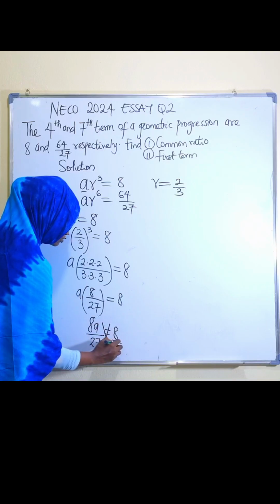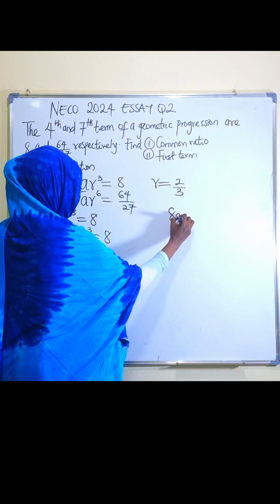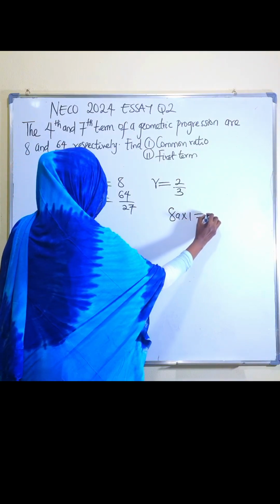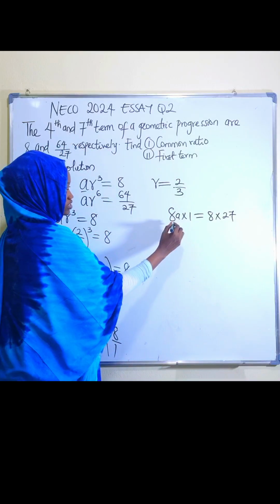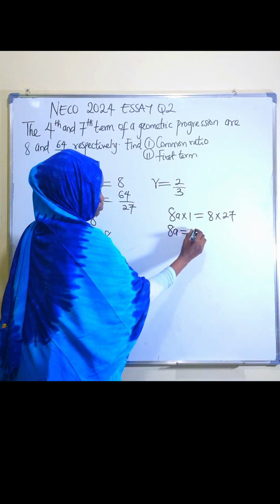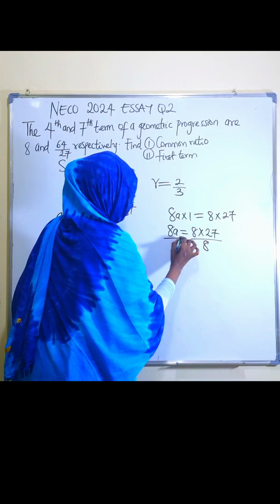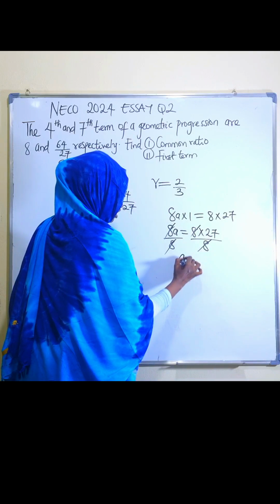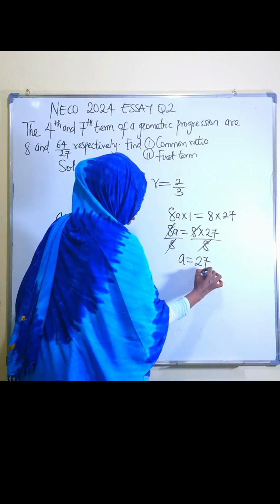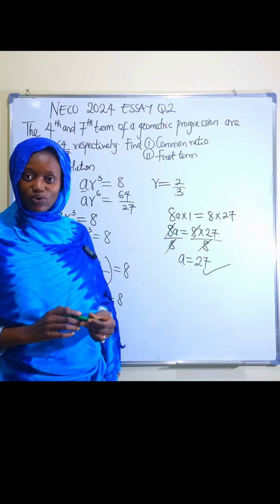Cross multiply, this is the same thing as saying 8 over 1. So we are going to be having what? 8a times 1 is equal to 8 times 27. 8a times 1 is what? 8a equal to 8 times 27. So we divide both sides by 8. 8 cancels the 8 here. 8 cancels 8 here. So we have a is equal to what? 27. So this is the first term, and this is the final correct answer, okay?